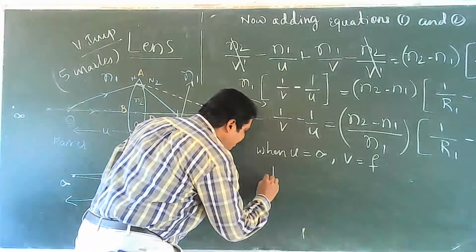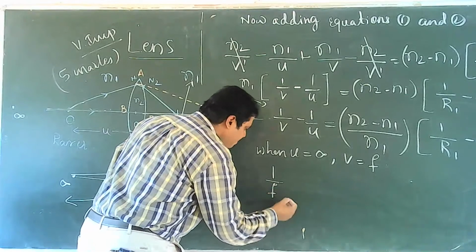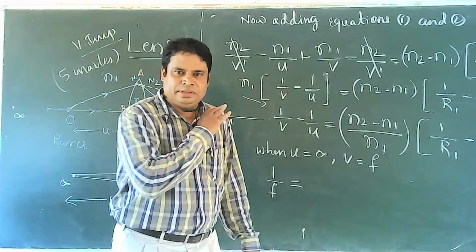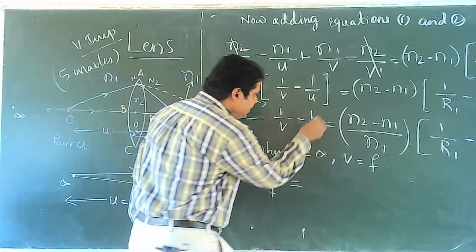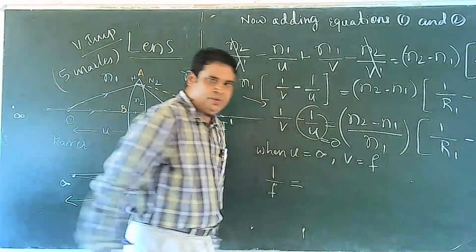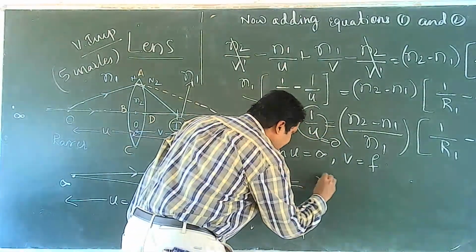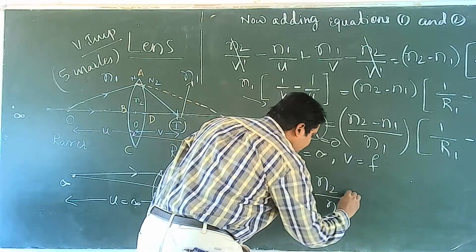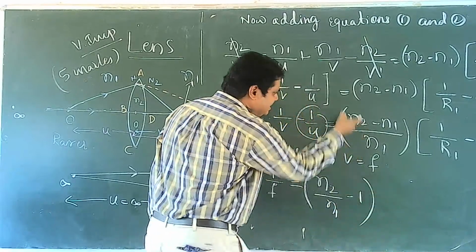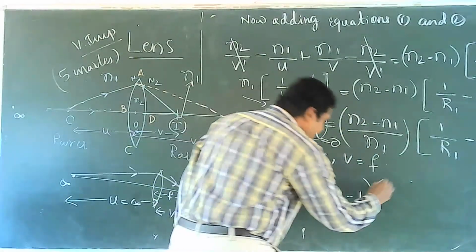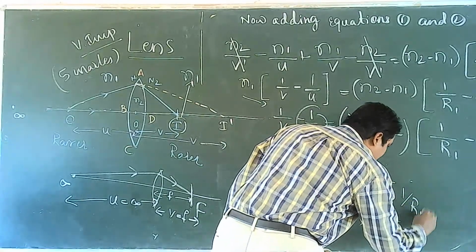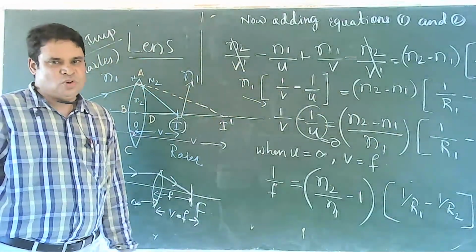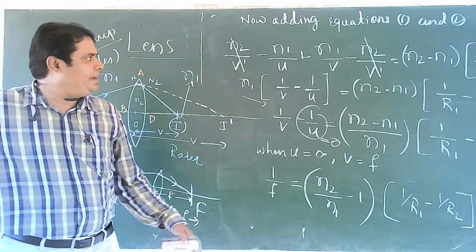Now, instead of 1 by v, I have written 1 by f is equal to, 1 by u means 1 by infinity, which is equal to 0. It vanishes. No need to write. This term will be equal to 0. I will write it as (n2 by n1 minus 1), simply dividing all the terms, into bracket 1 divided by r1 minus 1 divided by r2. Hope you understand.